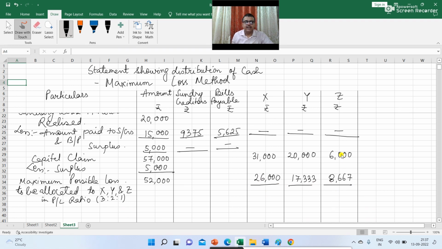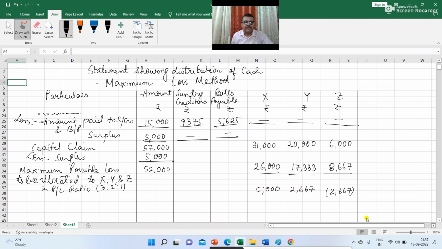So here you can see that the deficiency of Z is 2,667. Now that has to be borne by X and Y in their capital ratio. So this amount of 5,000, which was surplus available after payment to the sundry creditors and bills payable, has to be allocated to the partners. Now here we see that there is a deficiency of Z. So this deficiency will be borne by X and Y, the solvent partners, in the capital ratio, that is 31:20.